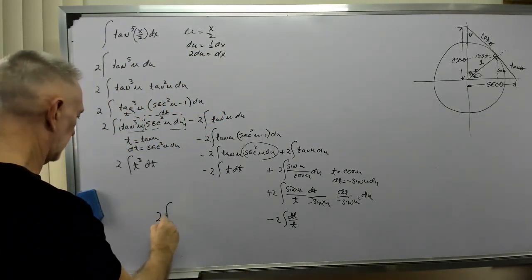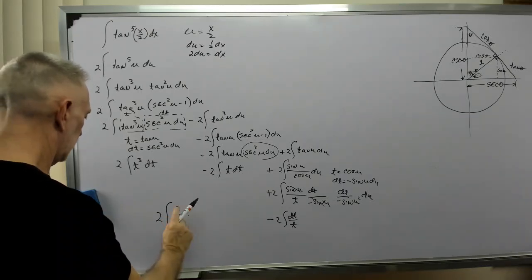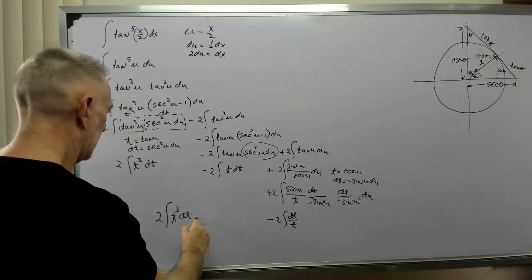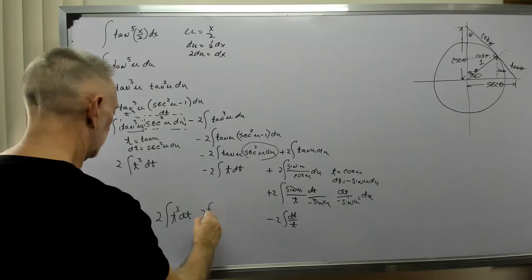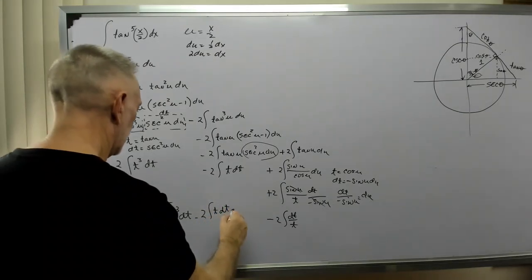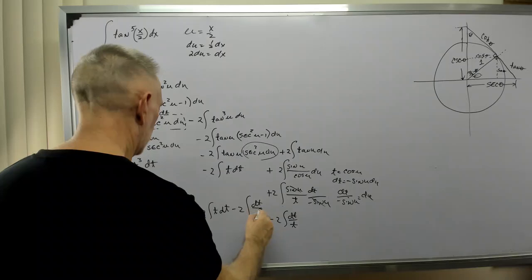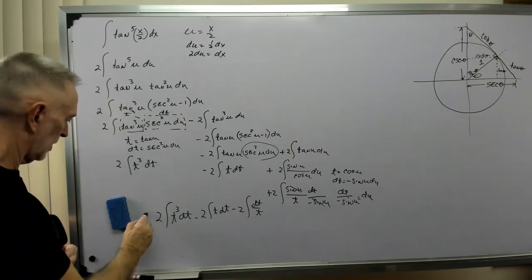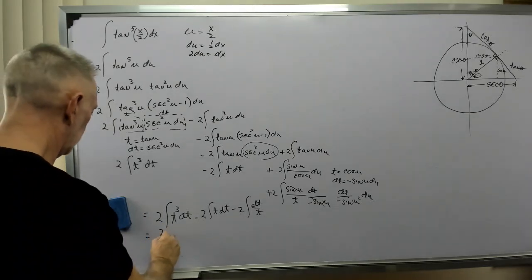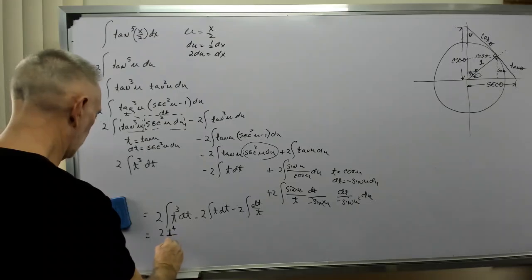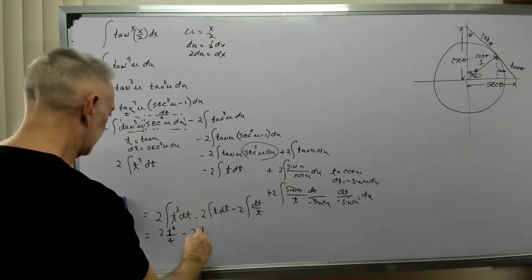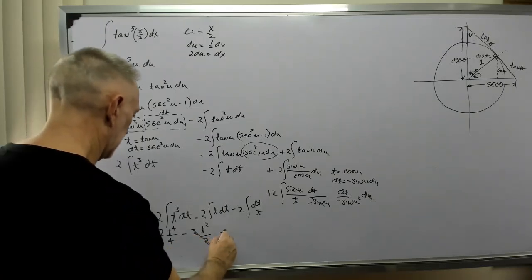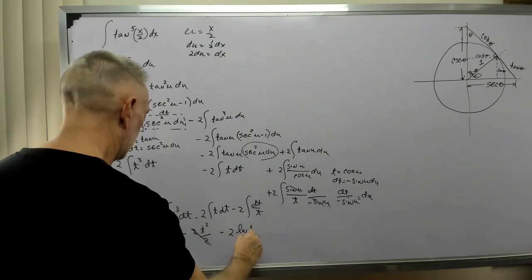So let's put all these together. I have 2 times the integral of t cubed dt minus 2 the integral of t dt minus 2 the integral of dt over t. All right, what did that give me? 2 times t to the 4th over 4 minus 2 times t squared over 2 minus 2 times the natural log of t.